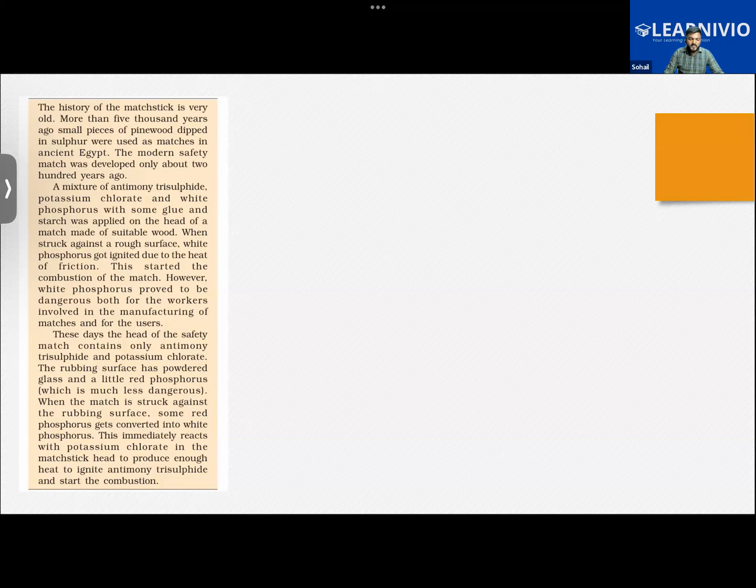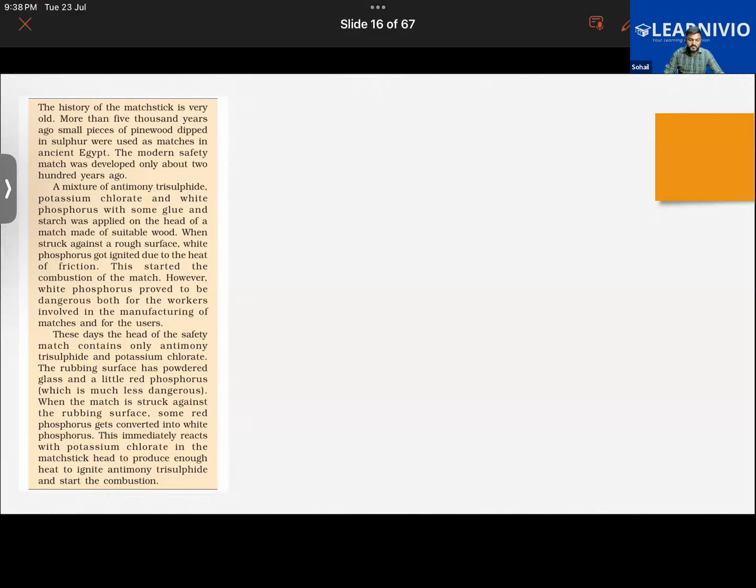Good. So earlier, what kind of chemicals, what kind of substances were being used on the head of this woody stem? Earlier, we had chemicals like antimony trisulfide used in it. This is used nowadays also. It has not been replaced.